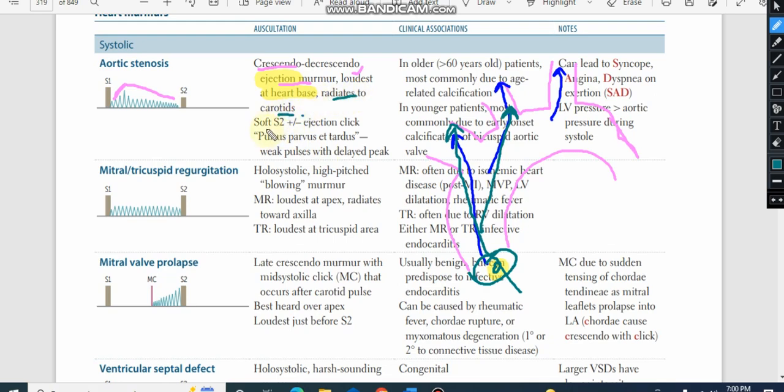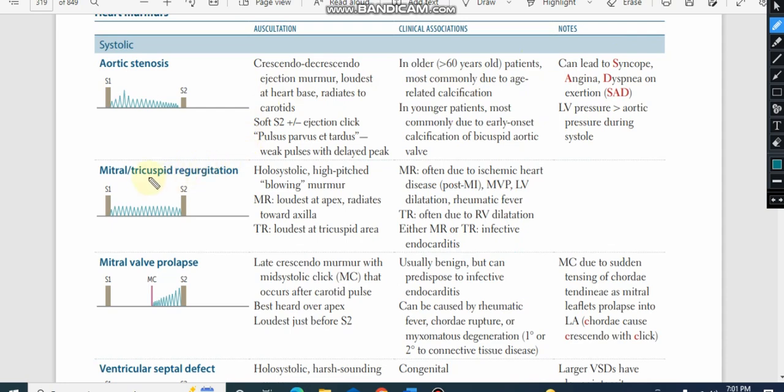Now we have the soft S2 plus or minus ejection click. Why is there a soft S2? We will talk about this later. I have also told this in my previous videos, but we will talk about it later. Okay, that's it.